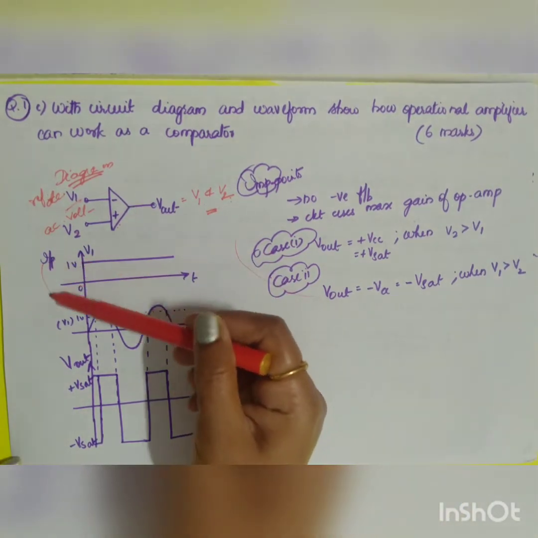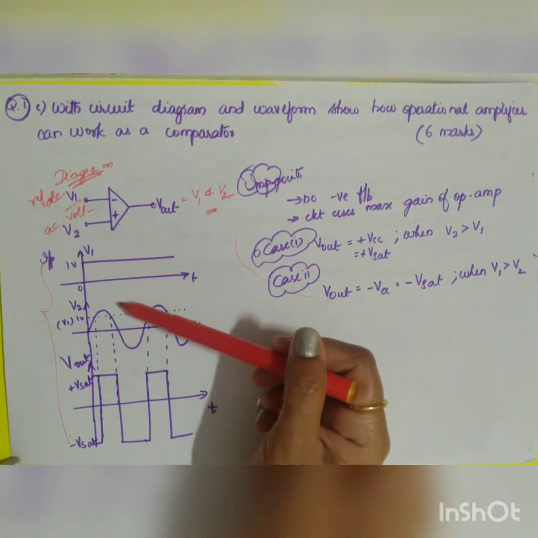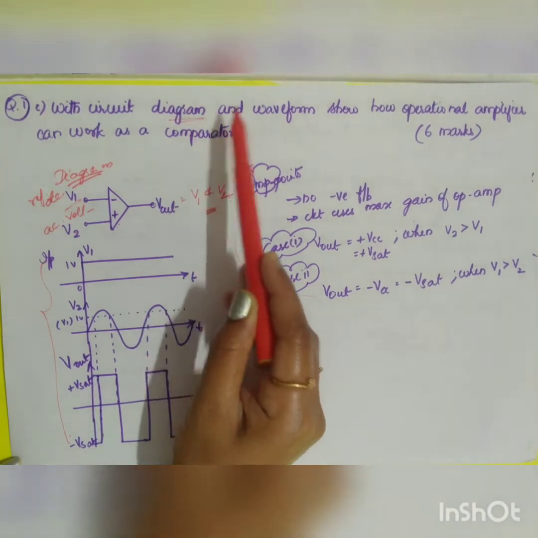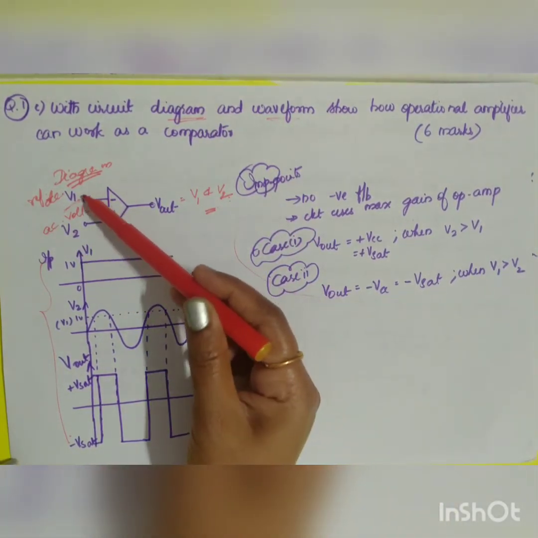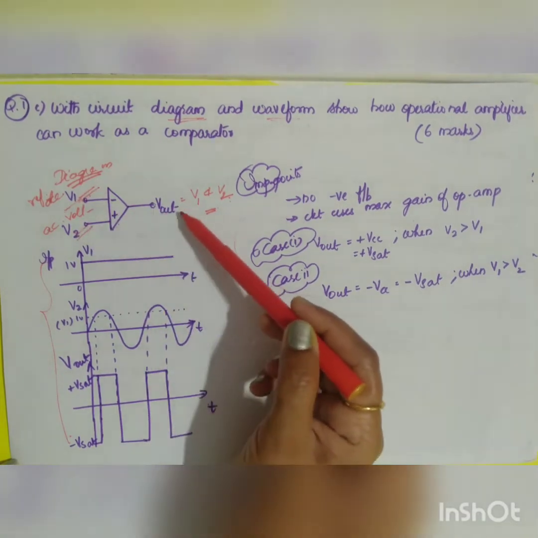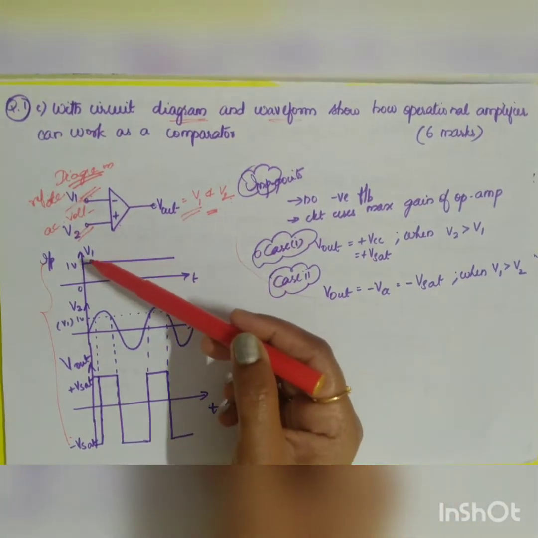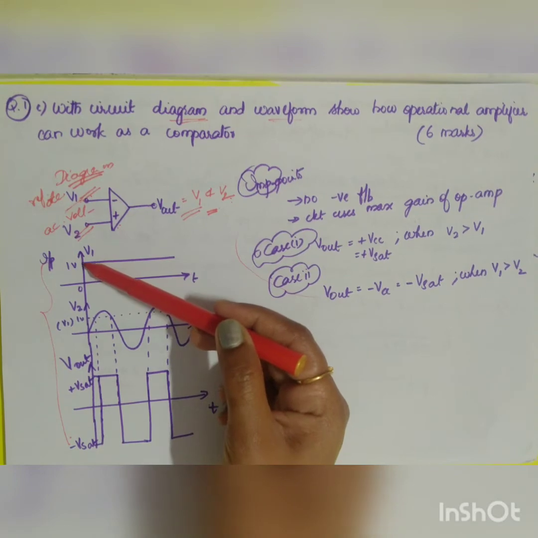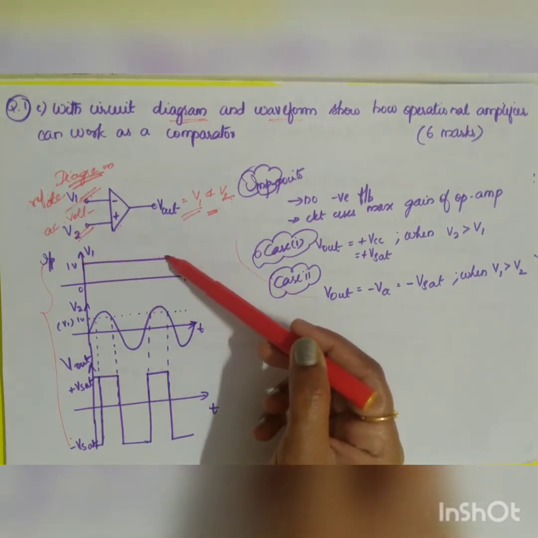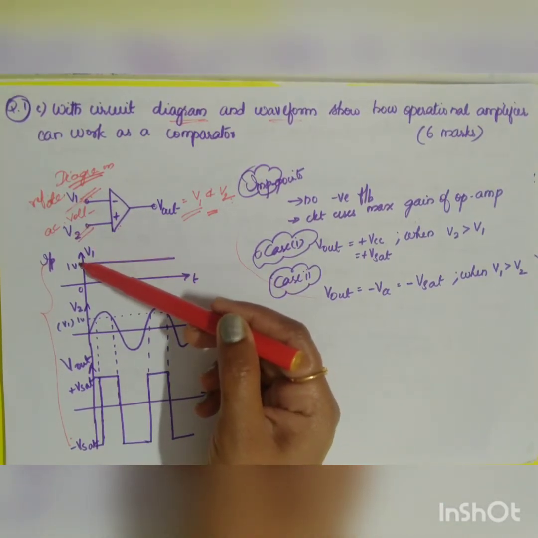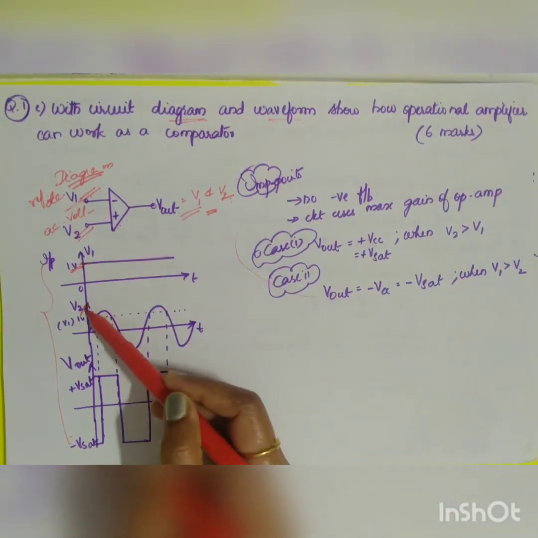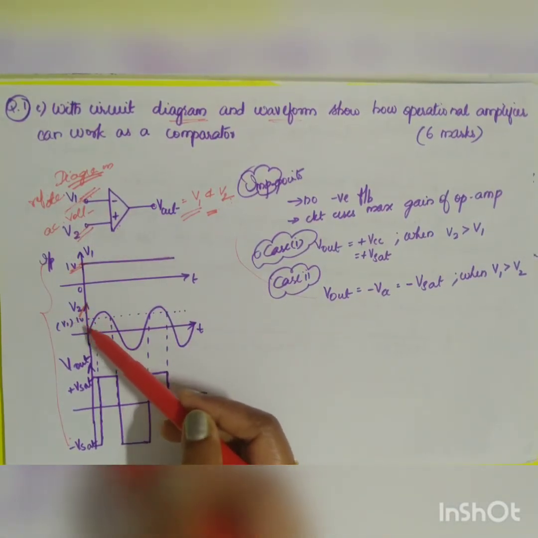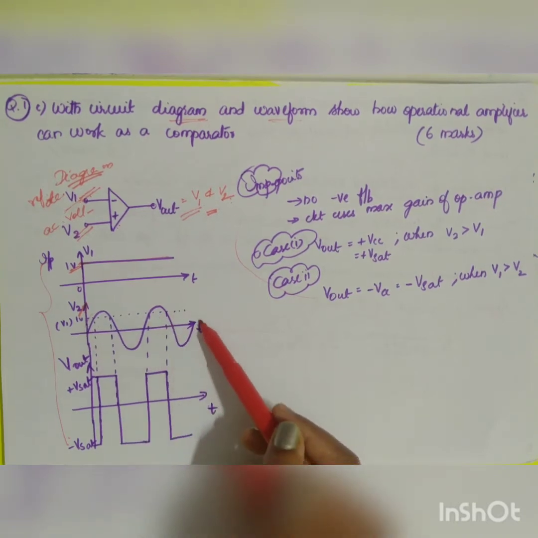So we will go on to the next diagram, which will be your waveforms. So circuit diagram and waveform. How will you draw your waveform? You have to give the input waveform separately and the corresponding output waveform. So the input waveform, I have taken as a constant or your reference voltage, which is having a DC voltage of 1 volt.